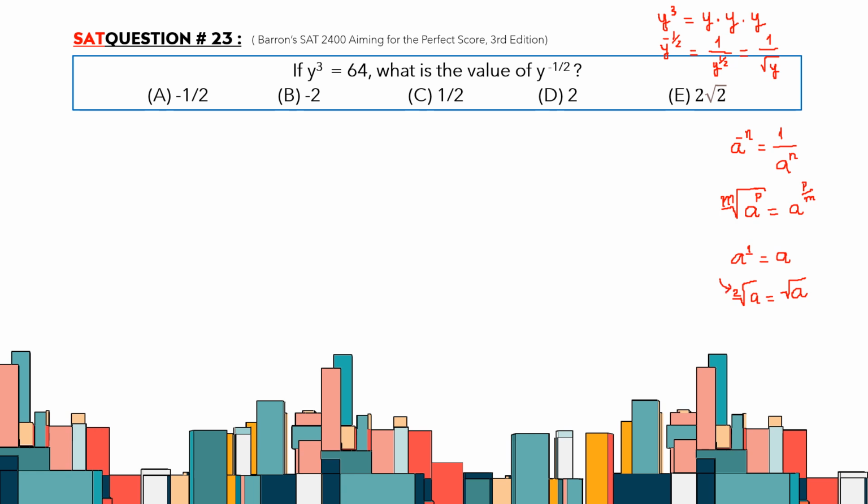Alright, so let's solve this one. We have y cubed equals 64. So we cube root both sides. So y equals 4.